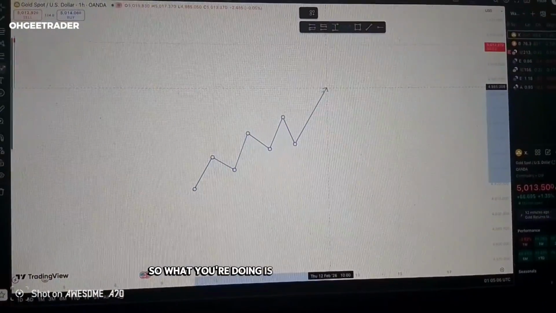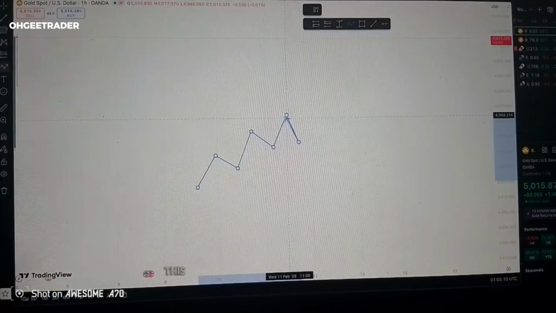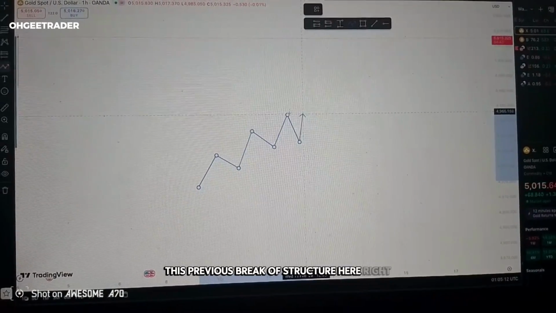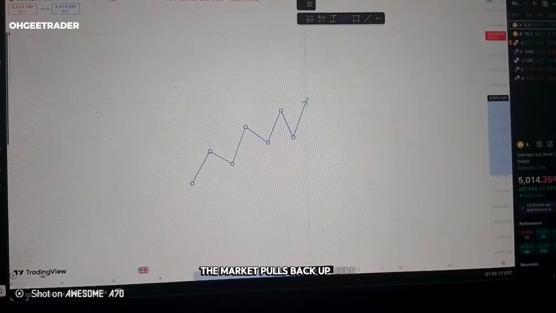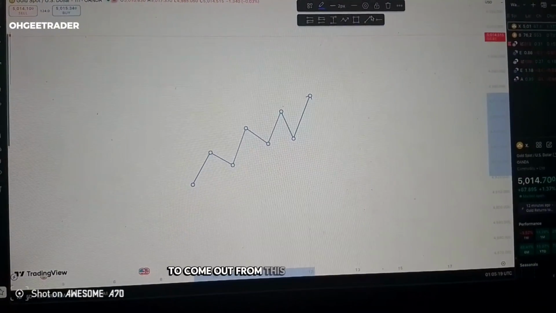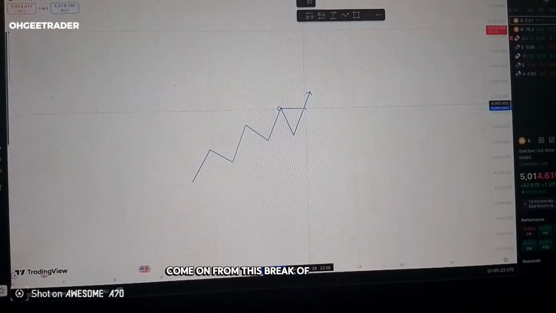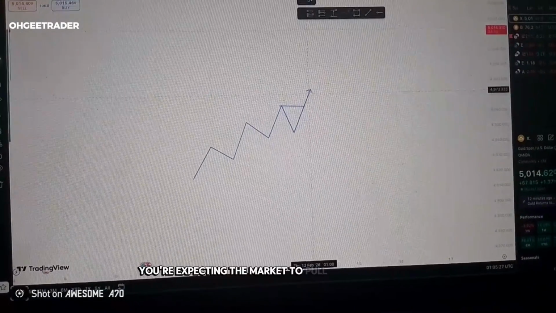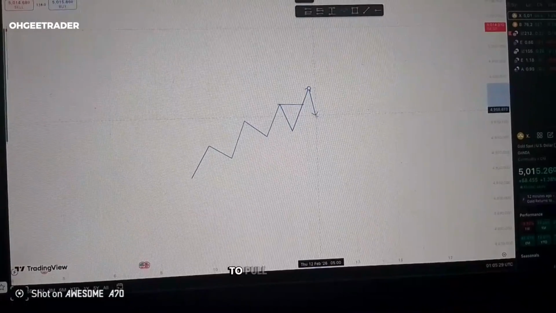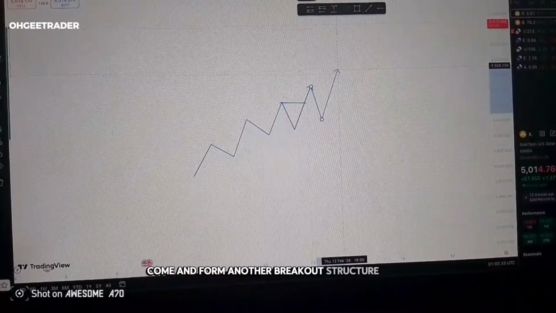So how to take a trade now is, once you see the market taking out this previous break of structure here, the market pulls back up here, comes out from this break of structure. Since the market is in an uptrend, what are you expecting? You're expecting the market to pull back down, to come out from another break of structure.